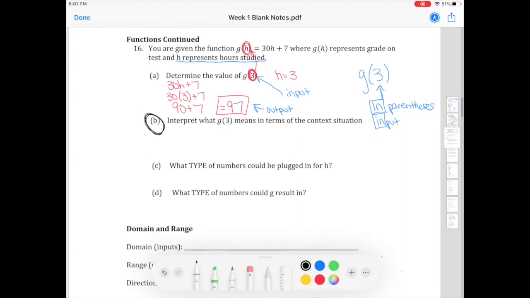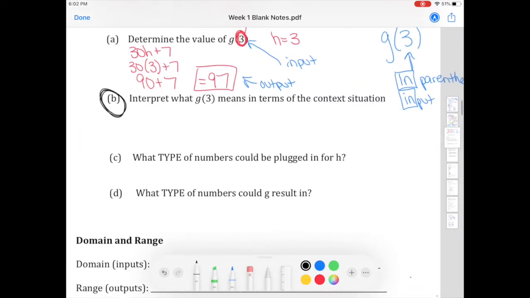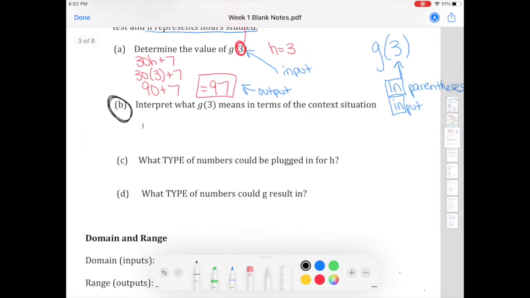Okay, B is a great example. So it says, interpret what g of 3 means in terms of the context situation. So the situation is talking about the grade on the test and hours studied. Your significant numbers here are 3 and 97. What do those two numbers mean in the context of the situation? Is it 97 hours? What is it? I'll give you a minute to think about it.